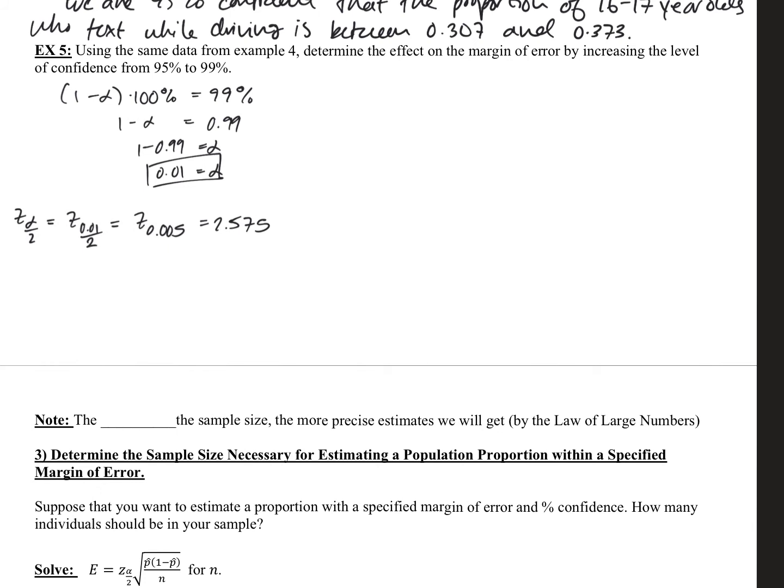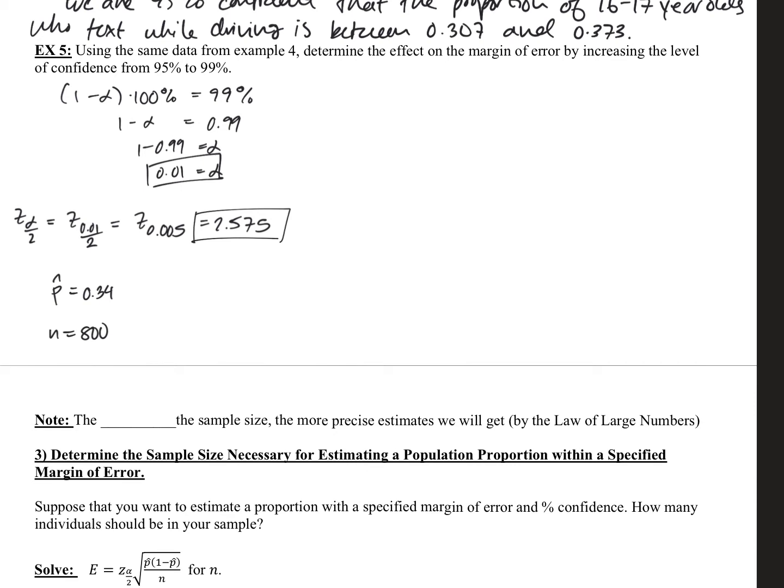Alright, so there we go with our z alpha divided by 2. Now, let's go ahead and use the formula. And remember, our p-hat value from previously is 0.34, and our n value from previous was 800. That was our sample size.